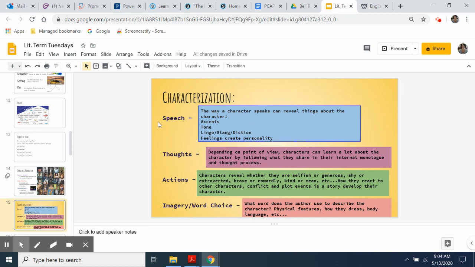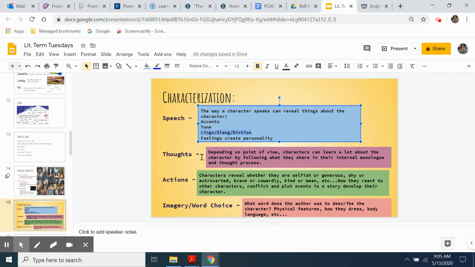One of the ways is through speech. How does the character talk? Do they have an accent? Can we tell what part of the country they're from, or maybe their age by how they talk? What is their tone as they're speaking? What words do they choose? That's what diction is, remember? So think about what words they are speaking with. What is the lingo or the slang that they're using? And we can also get a sense of their feelings by how they're talking, their emotions, which helps us understand and create characterization. The next way is through their thoughts.